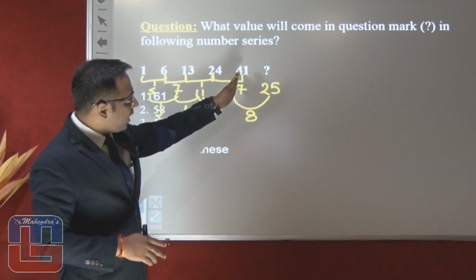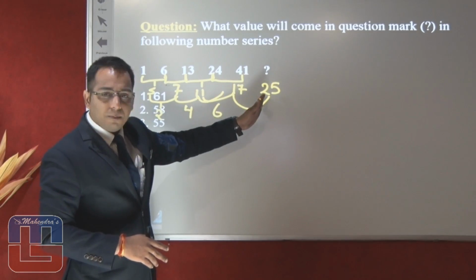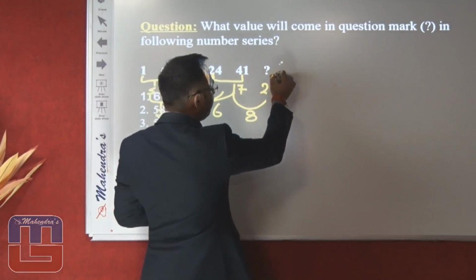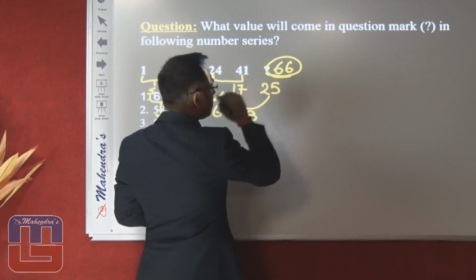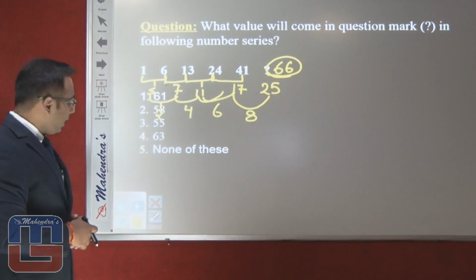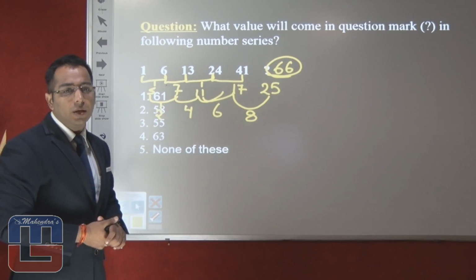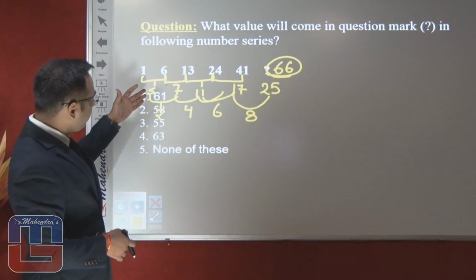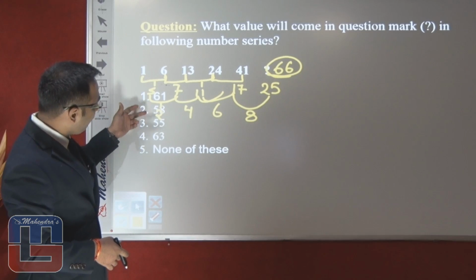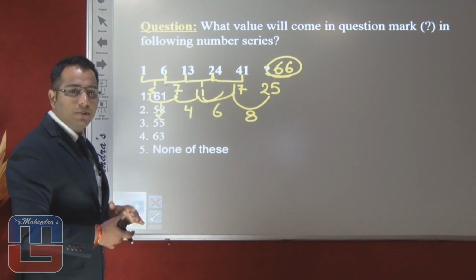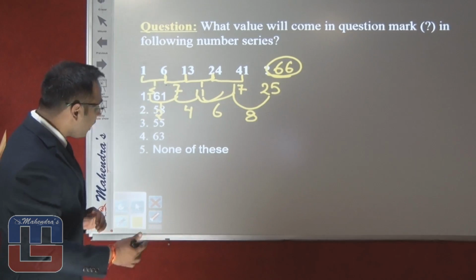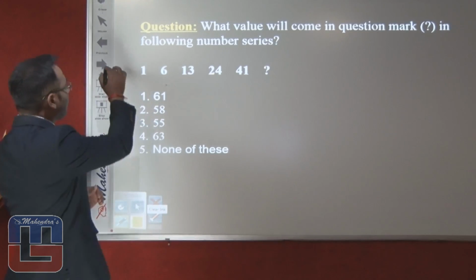Now what we have to do is add 41 plus 25 and the answer will be 66. And here the options are none of these. So our answer will be none of these, because we don't have any number 66 here: 61, 58, 55, 63. So the answer will be none of these. Let us see the next question.